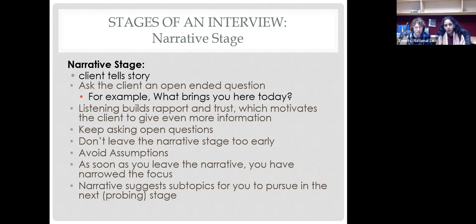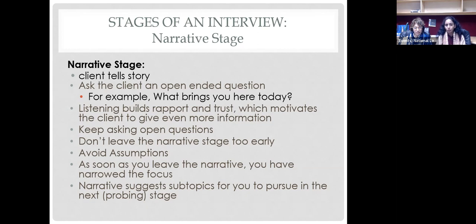You need to ensure that you don't leave this narrative stage too fast, because if you leave this narrative stage too fast and if you are in a hurry, then you may end up losing some important aspect which can bring to your knowledge certain important facts which can help you in furthering your research.